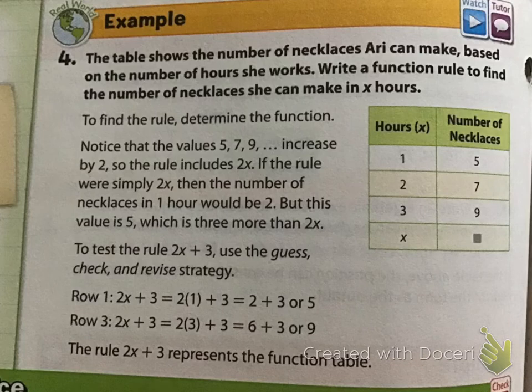Excellent. So let's look at number 4 together. The table shows the number of necklaces Ari can make based on the number of hours she works. Write a function rule, aka what we just did, like that 6n, the n plus 1, to find out how many necklaces she can make in x hours. So, in 1 hour, she can make 5 necklaces. In 2 hours, she can make 7. In 3 hours, she can make 9. In x hours, how many can she make?